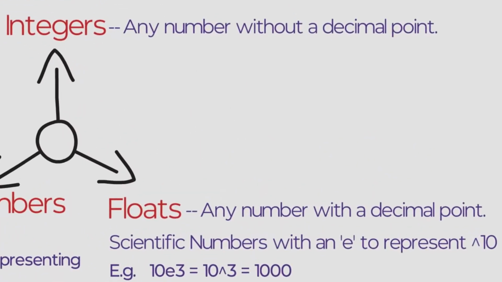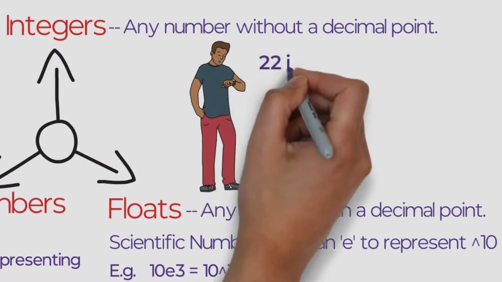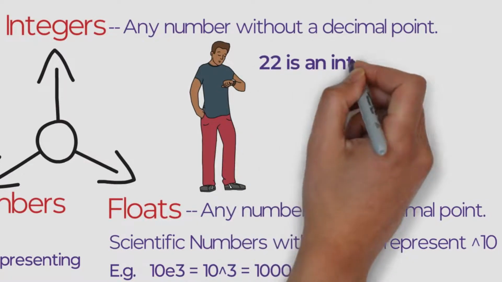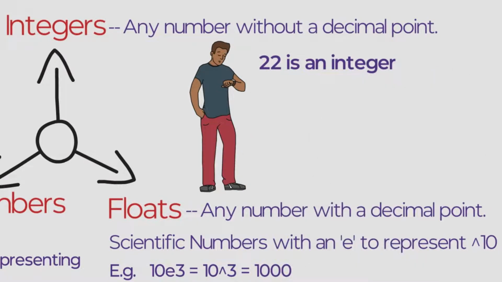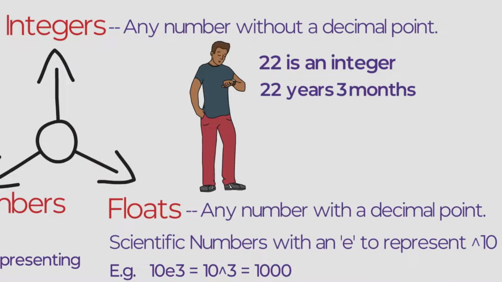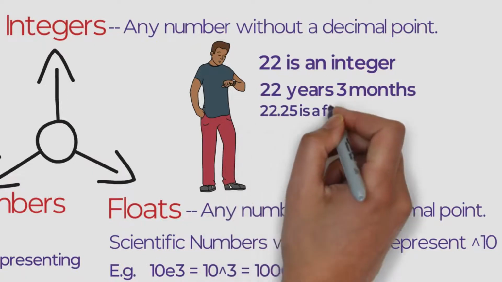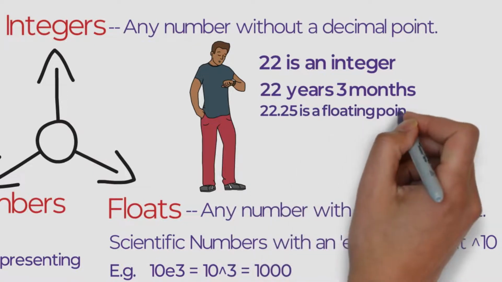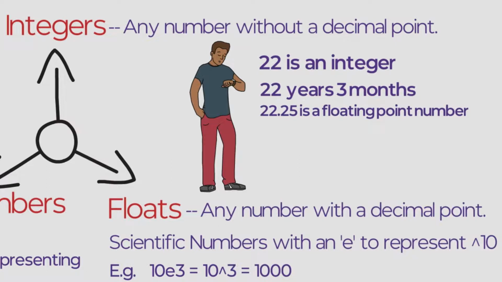We could consider Kevin's age as an integer since it does not have a decimal point. However, if we consider Kevin's age in terms of years and months, Kevin will be 22 years and 3 months old by June 22nd, 2022. This translates to 22.25 years, which we can now consider to be a floating point number.